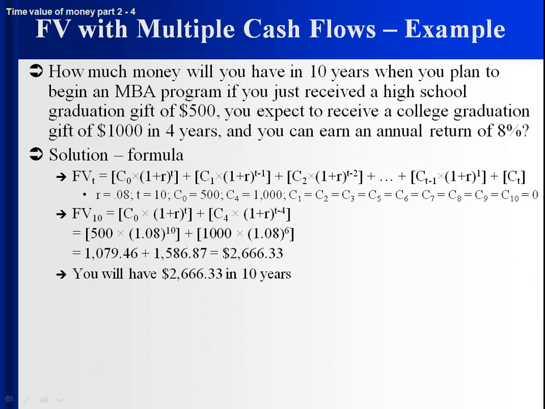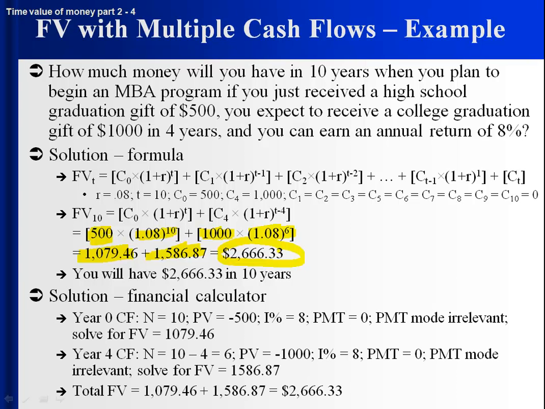And so 500 compounded for 10 years at 8% would be $1,079.46 in 10 years. $1,000 compounded at 8% for 6 years, when we show up 6 years later, it would be $1,586.87. Add the two, and we would have $2,666.33 in 10 years.